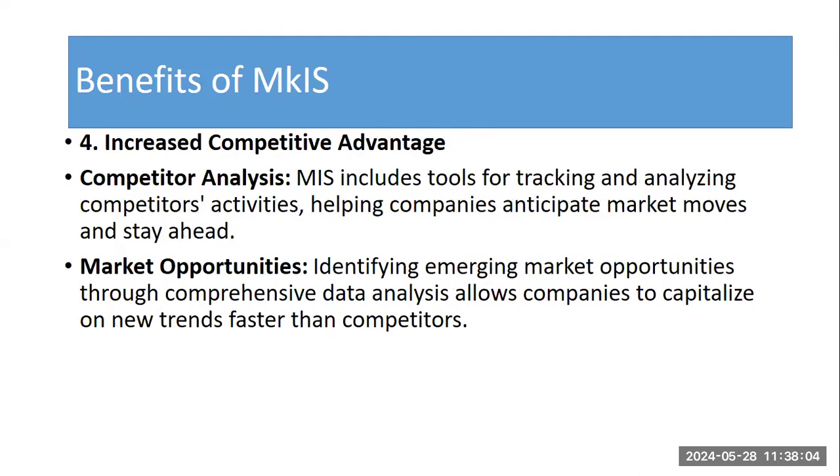Another benefit we can discuss is increased competitive advantage, right? Increased competitive advantage. So, competitor analysis. The marketing information system includes tools for tracking and analyzing competitor activities. So what competitors are really doing, helping companies anticipate market moves and stay ahead, as we discussed earlier, right?